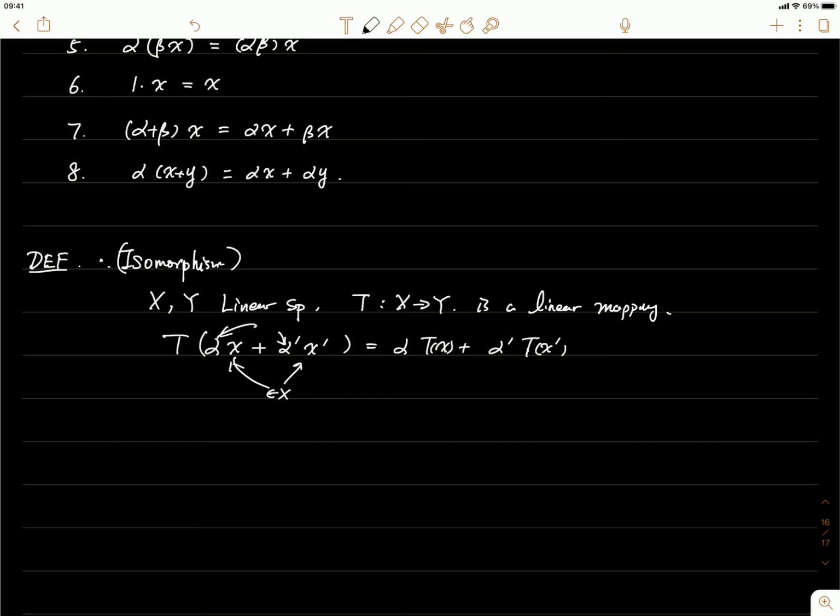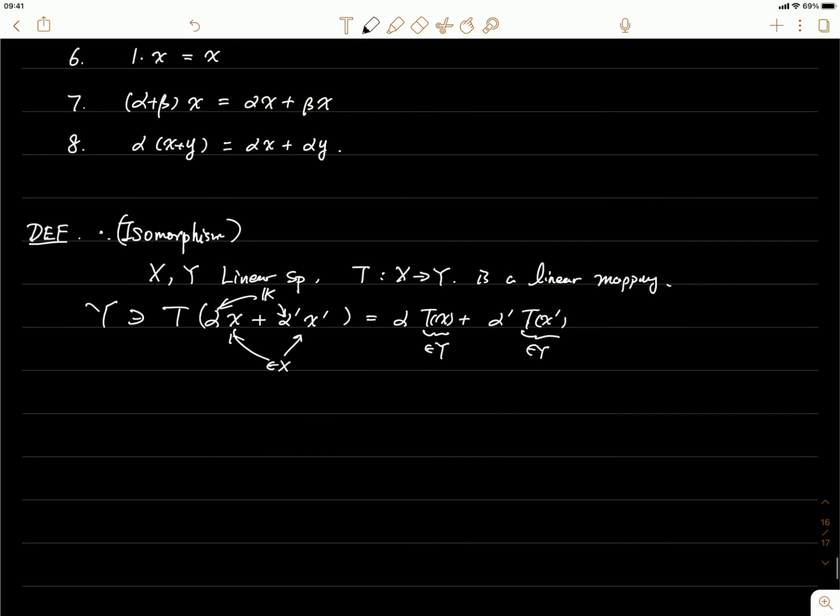This alpha came from the field K, and when you take a linear combination here, we know that it is still in X, right? Since X is closed under such operations, you then take the mapping T and map it to an element in Y. So this will be in Y now, and it's equal to, you map the x and x prime separately. So this will be in Y, this will also be in Y, and then you take the linear combination, still in Y. So that's a linear mapping.